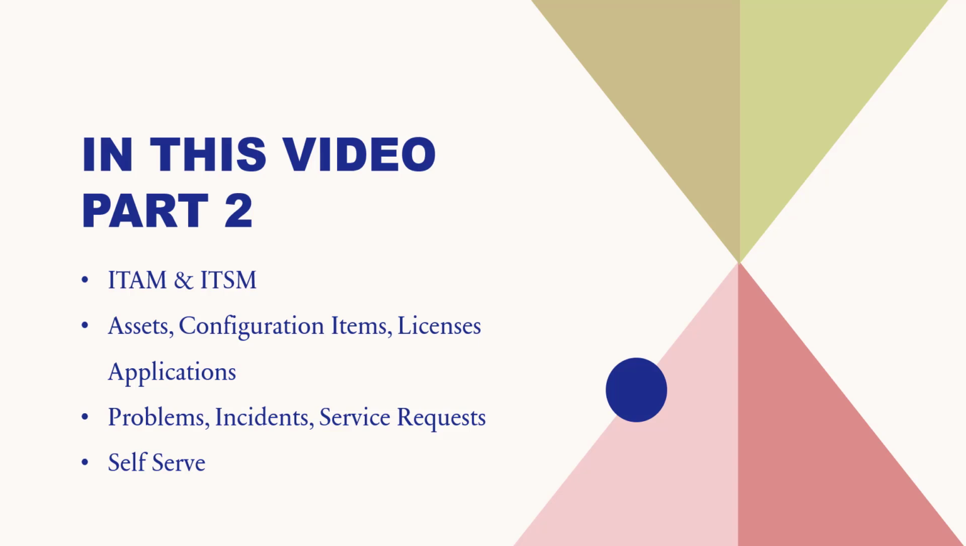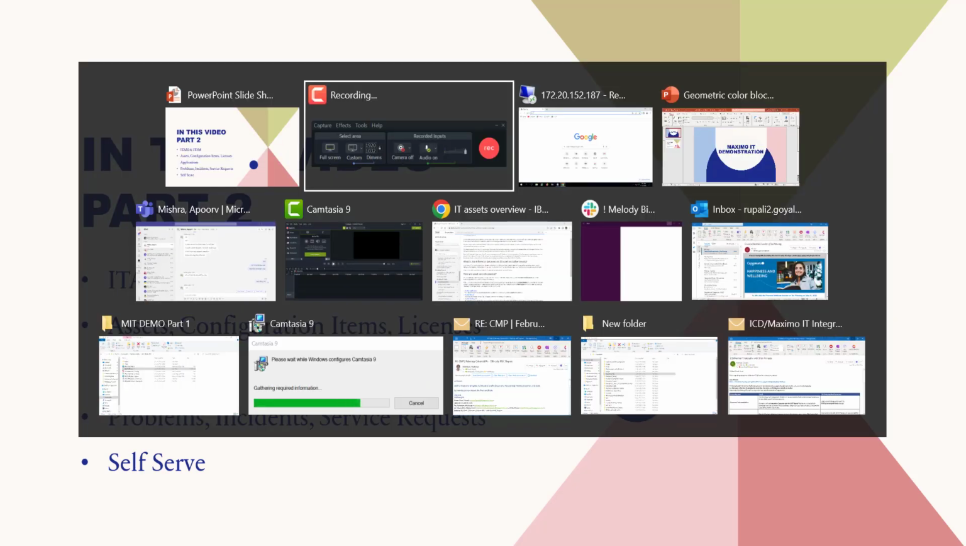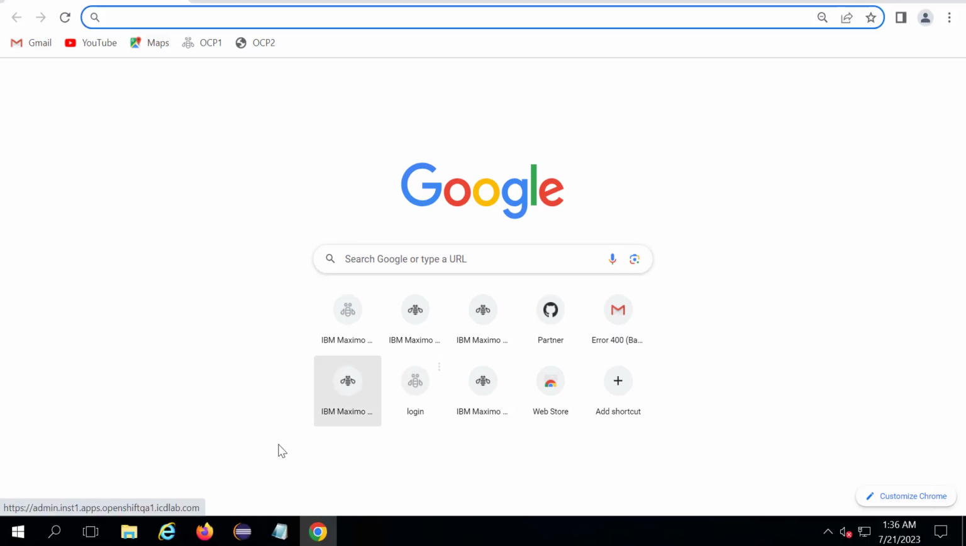have a brief look at the ITAM and ITSM, that is IT asset management and IT service management applications. For ITAM, we'll see assets, configuration items, and licenses applications. And for ITSM, we will be getting a brief overview of problems, incidents, and service requests. We will also have a look at how the new self serve looks in the new skin. So let's jump right to our setup and begin.